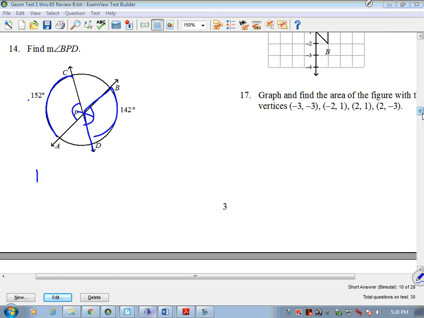Vertical angles are congruent. So I take 152 plus 142, and I divide by 2. Okay, I find the average in order to find those interior angles. So 152 plus 142 is 294. Divided by 2 is 147 degrees. Okay, 147 degrees on 14. Measure angle BPD equals 147 degrees.